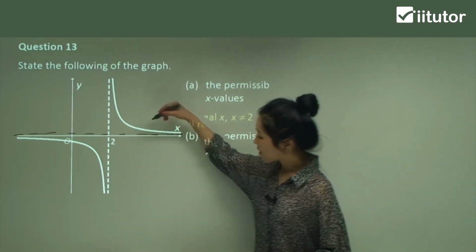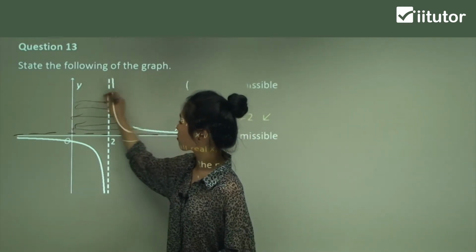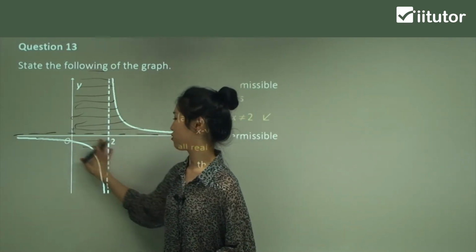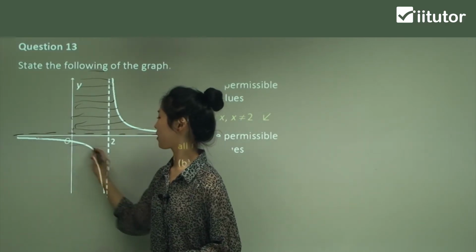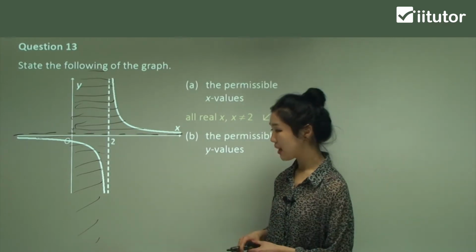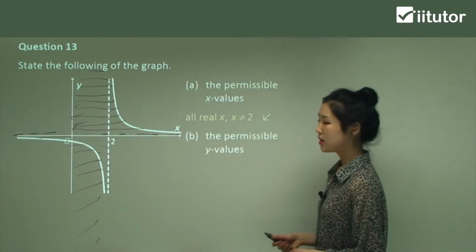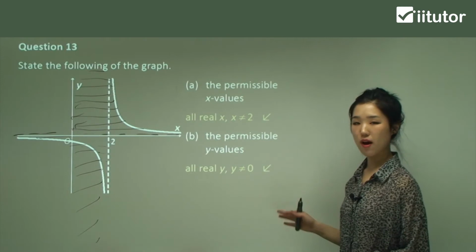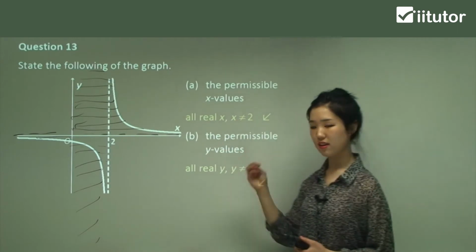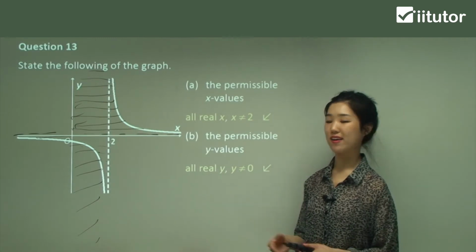Can you see that this part of the graph represents all these values of y forever, and this part of the graph represents all these values of y forever, okay? Except for this asymptote. It doesn't touch that asymptote. So it's going to be all real values of y, but y equals 0, because this horizontal line here is actually y equals 0, isn't it? So except for y equals 0, all values of y are permissible.